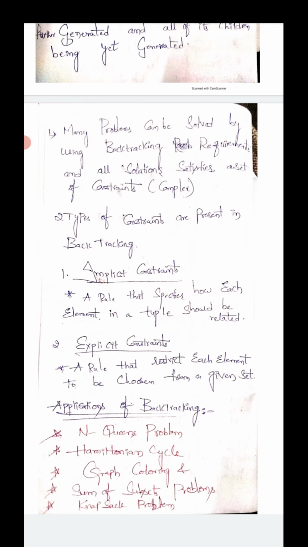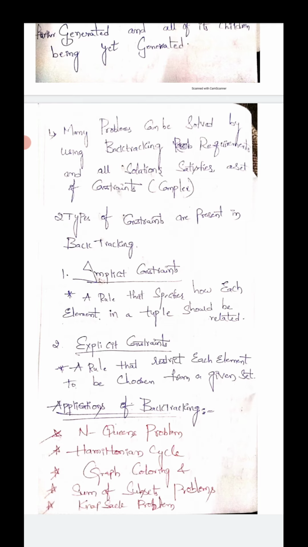Coming to the implicit constraints, it is a rule that specifies how each element in a tuple should be related. Coming to the explicit constraints, it is a rule that restricts each element to be chosen from a given set. From whatever given set, we need to choose each element. That is nothing but explicit constraints.